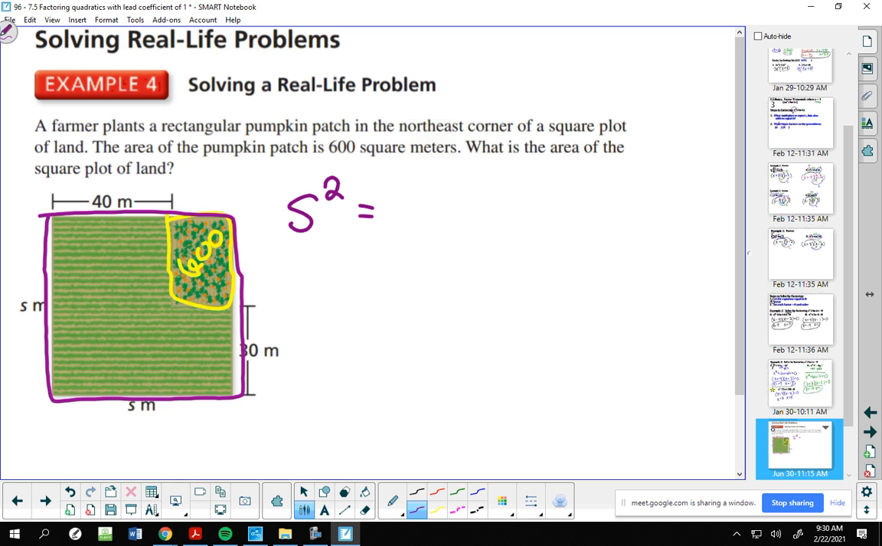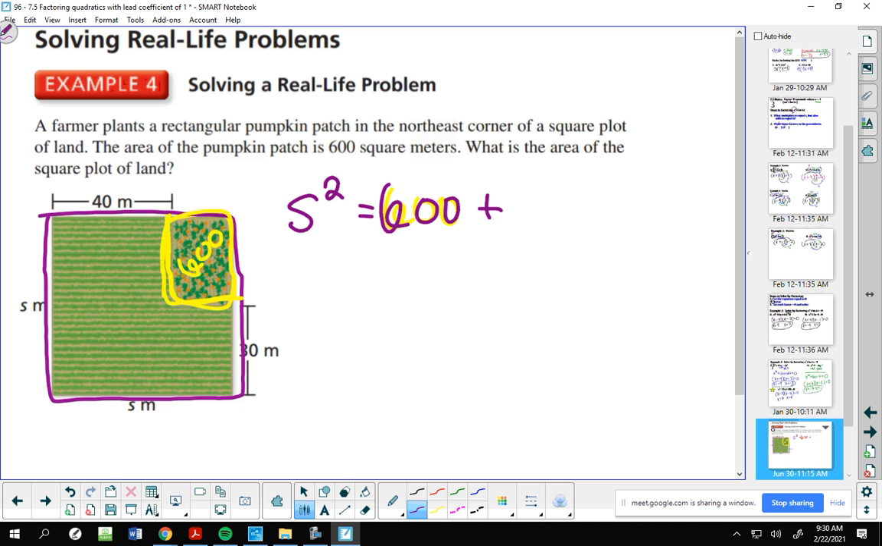But we actually want to know numerically, like, what is the area? Or what is the side length? Oh, no, we do want to know what is the area of the square plot of land. Okay, well, we have this 600 square meters of the pumpkin patch right here. Okay, so we know that that's part of it. Plus, and then we have this other piece of land.